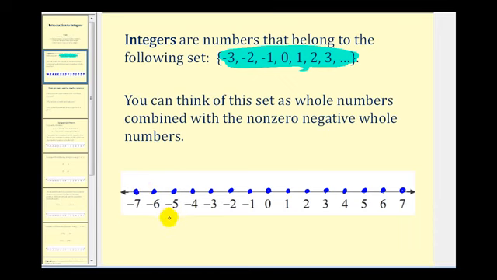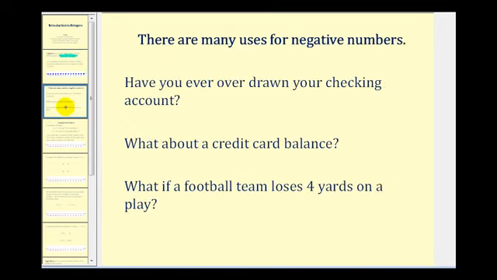So if you're wondering why we should talk about negative whole numbers, there are a lot of real-life applications for negative numbers. For example, have you ever overdrawn your checking account? For example, if your balance is $50 and you write a check for $70, you would be overdrawn by $20. So it's better to represent that amount as -$20 because that's money that you owe.